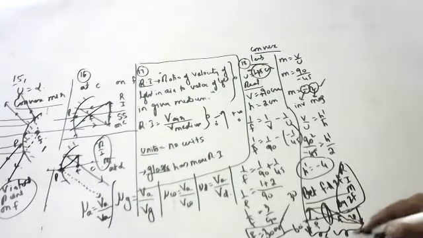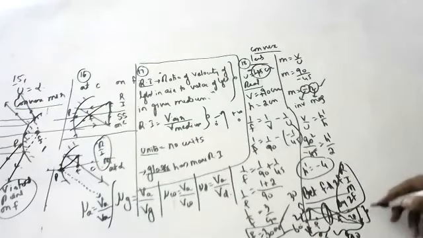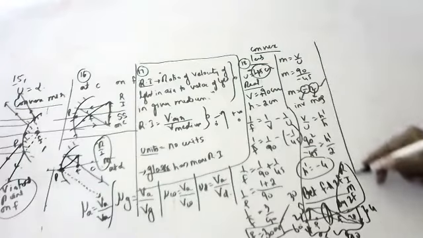45. What is the image distance? 90. Object size is how much, children? 2. Image size is how much? Minus 4. Of course. Okay, children. So like this, you have to do the numericals.